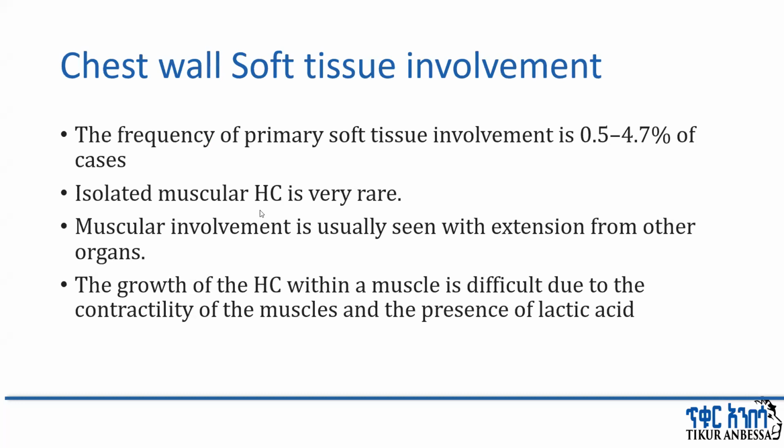The frequency of primary soft tissue involvement is this percent. Isolated muscular hydatid cyst is very, very rare. Muscular involvement is usually seen with extension from other organs. The growth of hydatid within the muscle is difficult because of the muscle contractility, and the muscle produces lactic acid. So this is a prevention. There is not too much muscle hydatid, but extension from other organs can go to the muscle.